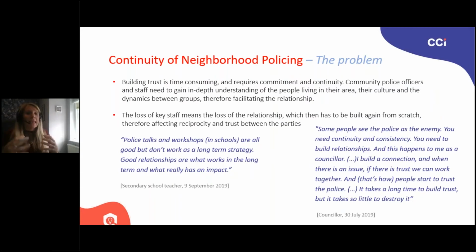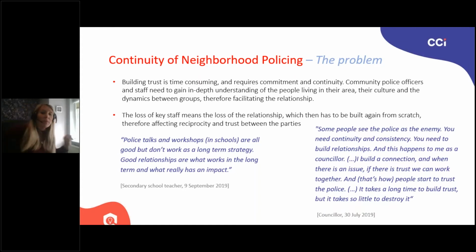So again, for community policing to be effective, you need to build the trust that is necessary for collaborative working to be effective. The problem is that in order to build trust, officers have to demonstrate in-depth knowledge of their local area, and that it's dynamic, it's problem-oriented, and it's something that happens over a long period of time. And as you can read in the quote on the bottom right, it does take a long time to build trust, but it takes very little to destroy.